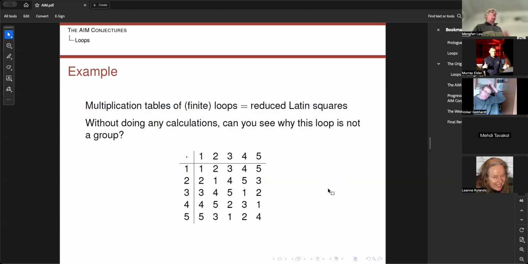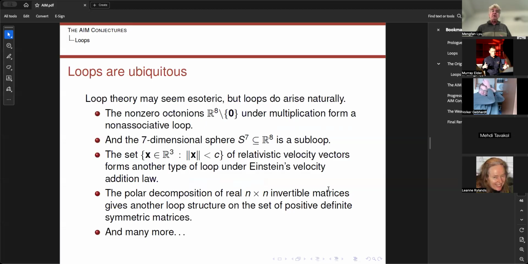That's a much nicer argument than verifying some, or showing that some instance of associativity tends to fail. Okay, but of course we don't want to just play games with Latin squares. So are there loops coming from other settings that are natural? And the answer is yes. Loops actually arise all over the place. So here are some examples.